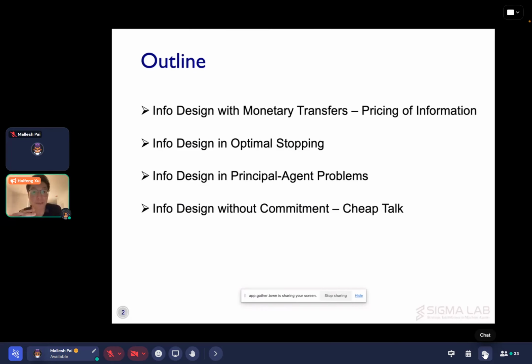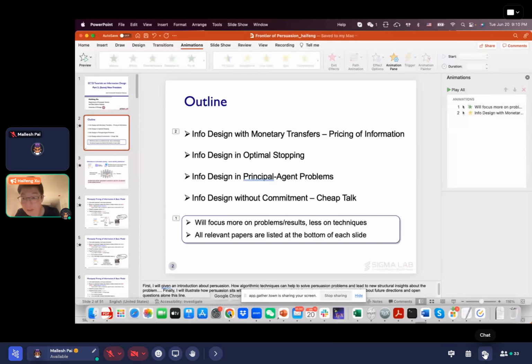The first is about information design with monetary transfer, and that's the problem of the optimal pricing of information. The second part is about the information design optimal stopping problem, where there's a rich literature, at least in computer science, about online algorithms, and we're going to see how information design is very natural in those setups as well. The third part is about information design principal-agent problems. Particularly, recently there's a big surge on contract design, which is relevant to this.